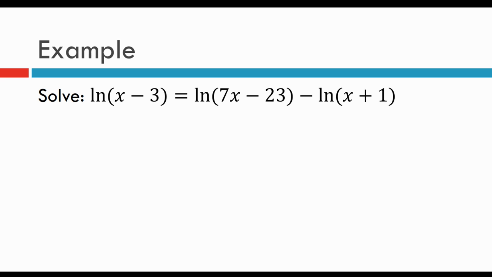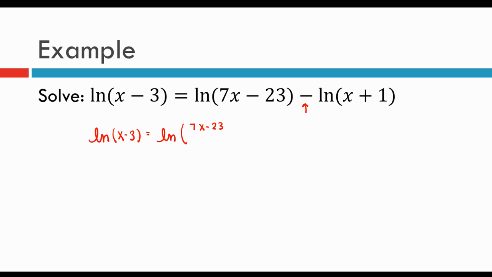But the nice thing about all of these being natural log is that on the right-hand side with subtraction, I can follow the quotient rule. So I'm going to leave the natural log of x minus 3 on the left, but on the right, I get to write this as the natural log, and then I want division.